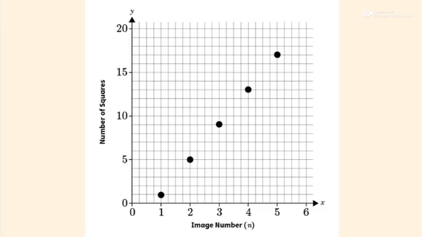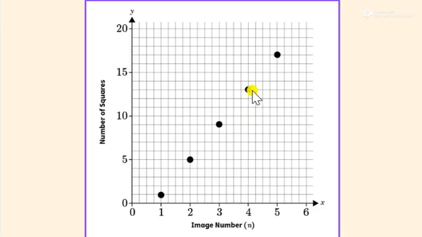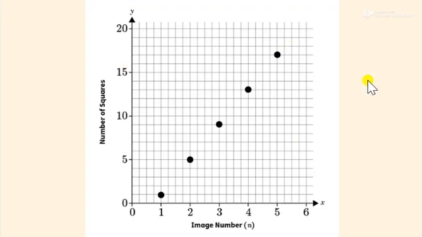According to the graph, there will be 13 squares at the 4th image. You can see that right here. If you follow 4 up, and then follow it back across, it hits at number 13. And according to this graph, there will be 17 squares at the 5th image. So you take 5, you follow it up, then you follow it over, and it's sitting right there at 17. The term number and the term can be plotted on a graph to predict a future term. So what they did was they plotted the ones that we knew and then just continued the line, which enables us to find the others without having to do any complicated math.